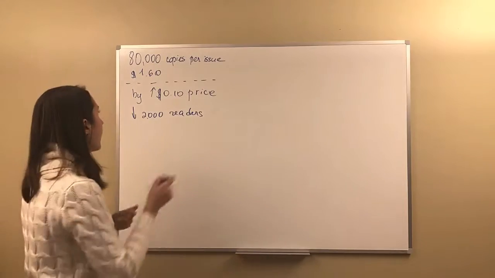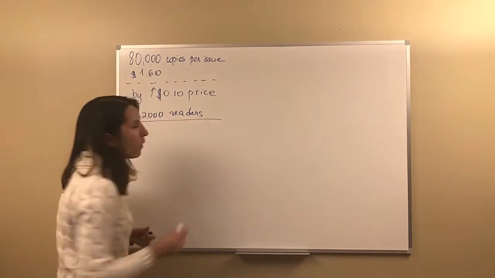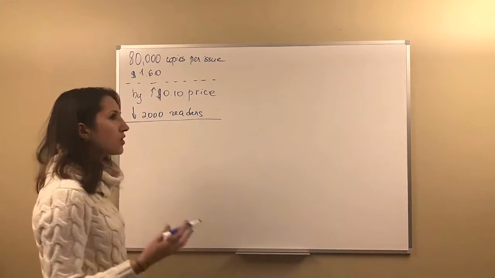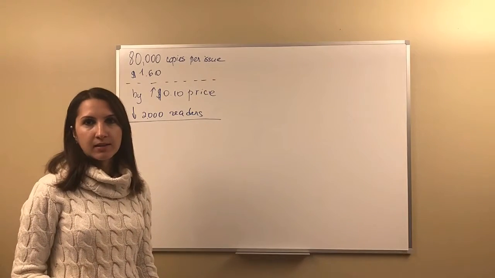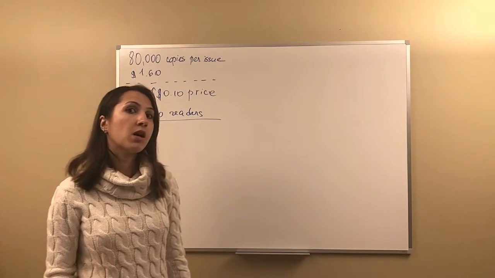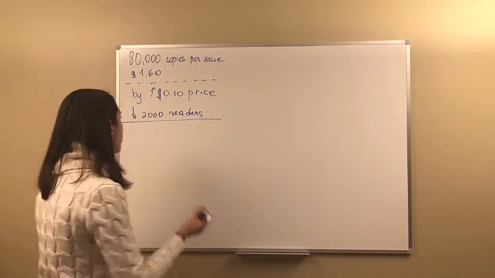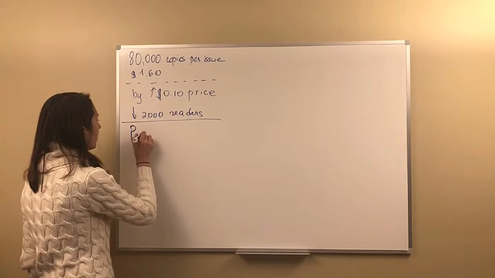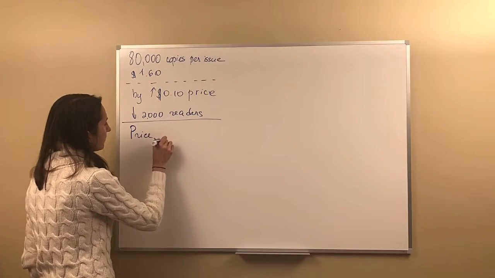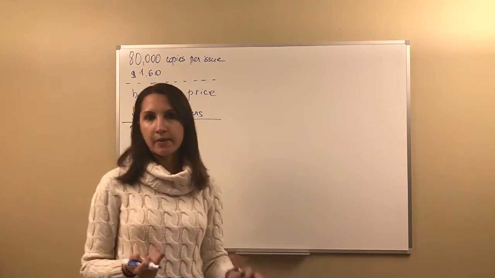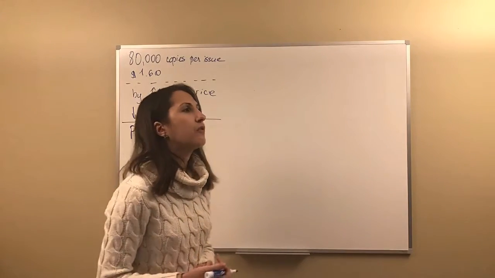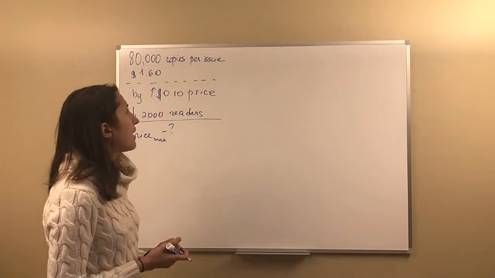The question is, now, what am I looking for? What would be the maximum price the publisher can go for to maximize the revenue? So we're looking for the max price. Okay, so now we understand the problem, we know what we are looking for. Now we need to define a variable.